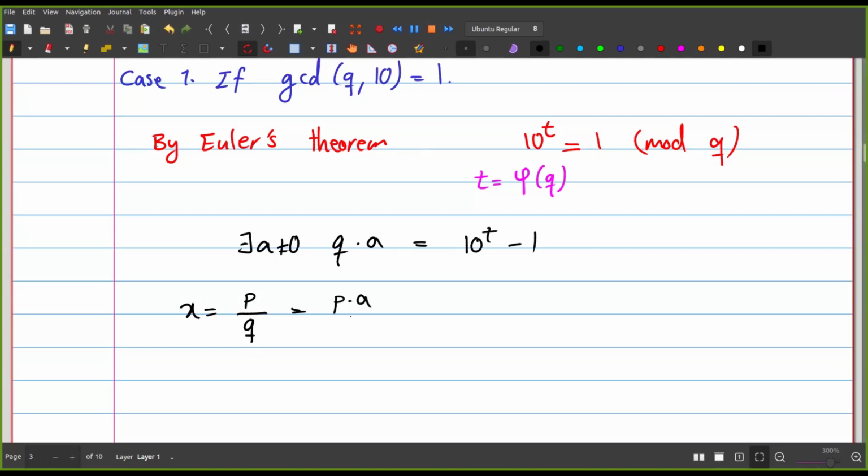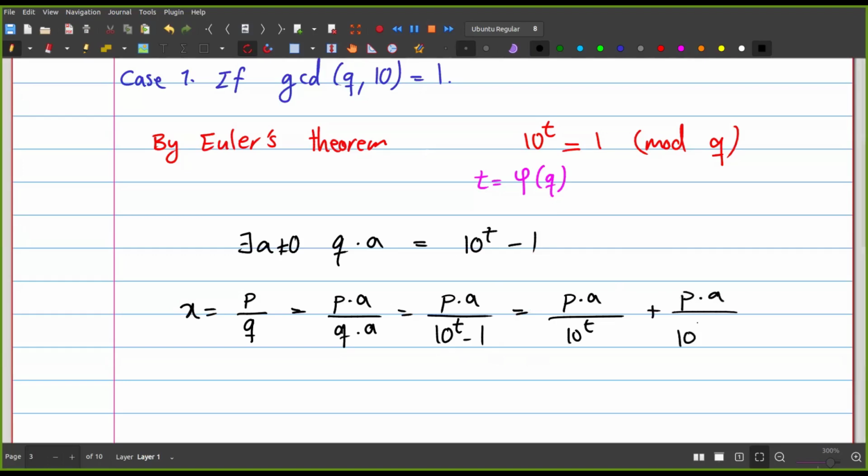I can write this as p times a over q times a, but q times a is 10 to the power of t minus 1. So I can write this as p times a over 10 to the power of t minus 1. Why is this useful? Because I can see that this is the sum of a geometric series. I can say this is PA over 10 to the t plus PA over 10 to the 2t plus PA over 10 to the power of 3t and so on.